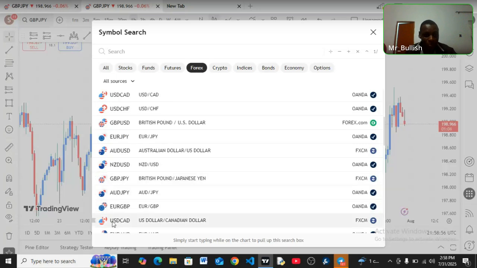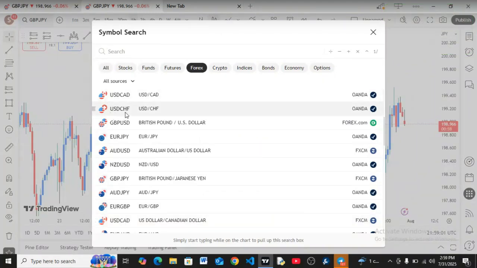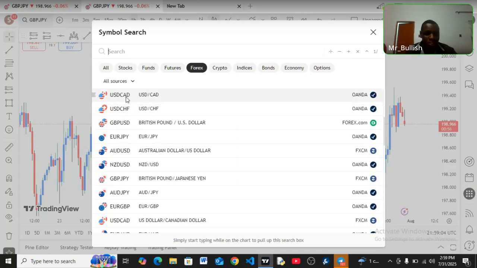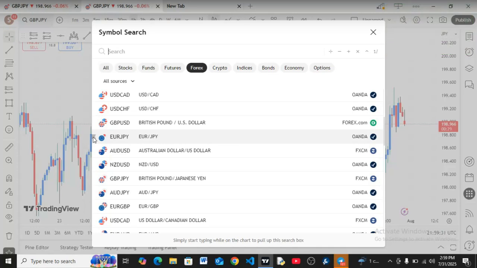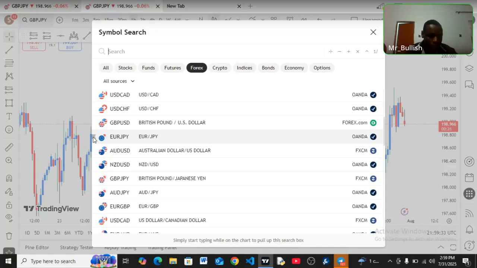But you see USD/CAD is a major currency pair. You see USD/CHF is a major currency pair. So major pairs that are being traded against the US dollar are known as major currency pairs, while major currencies that are being traded against each other, excluding the US dollar, are known as minor currency pairs. While exotic currency pairs involve the US dollar or another major currency against the currency of a smaller or emerging economy.